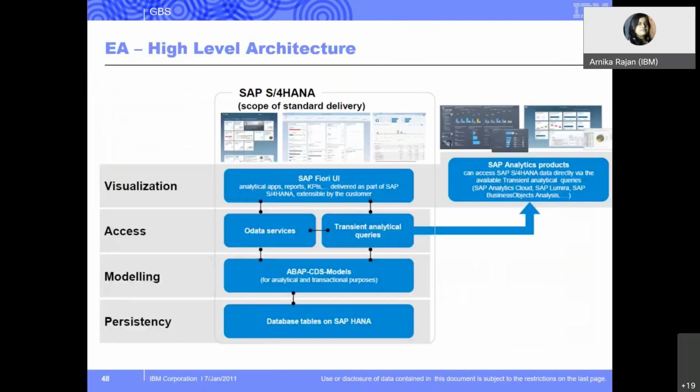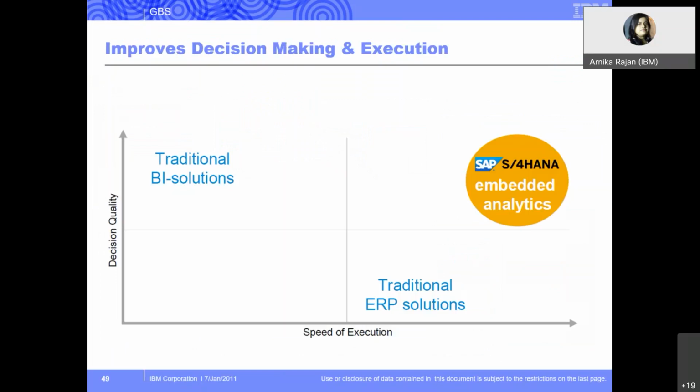This we already came across. Earlier with BI we had faster decision quality, and with SAP ERP we had speed of execution. Now we have SAP S4 HANA, which has both: decision making using analytics, and it also executes much faster due to the code pushdown structure.